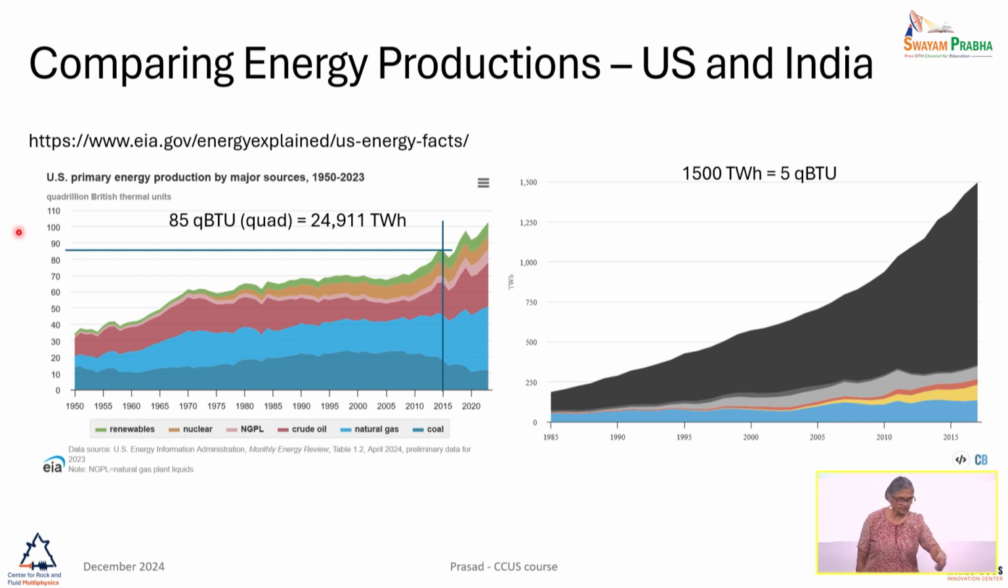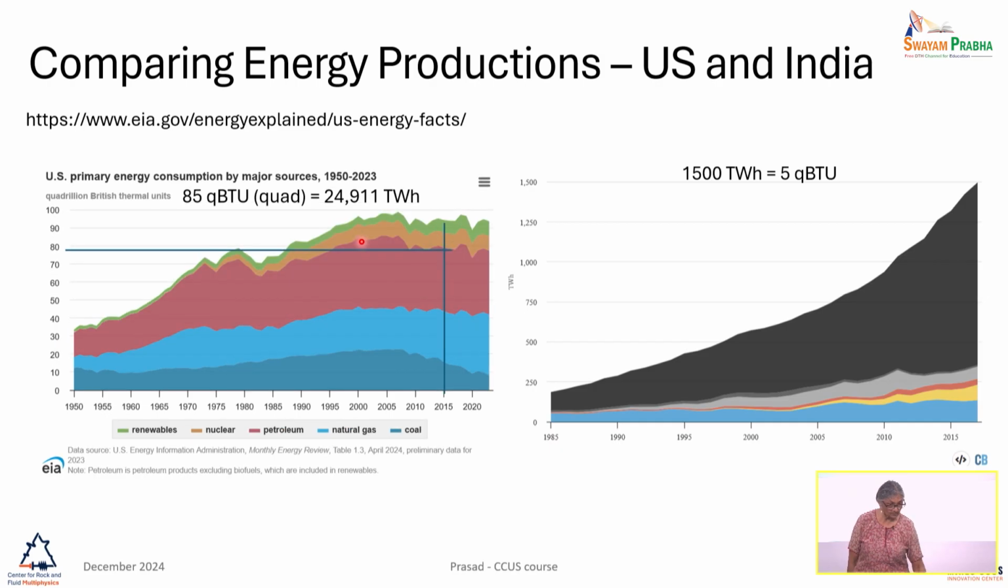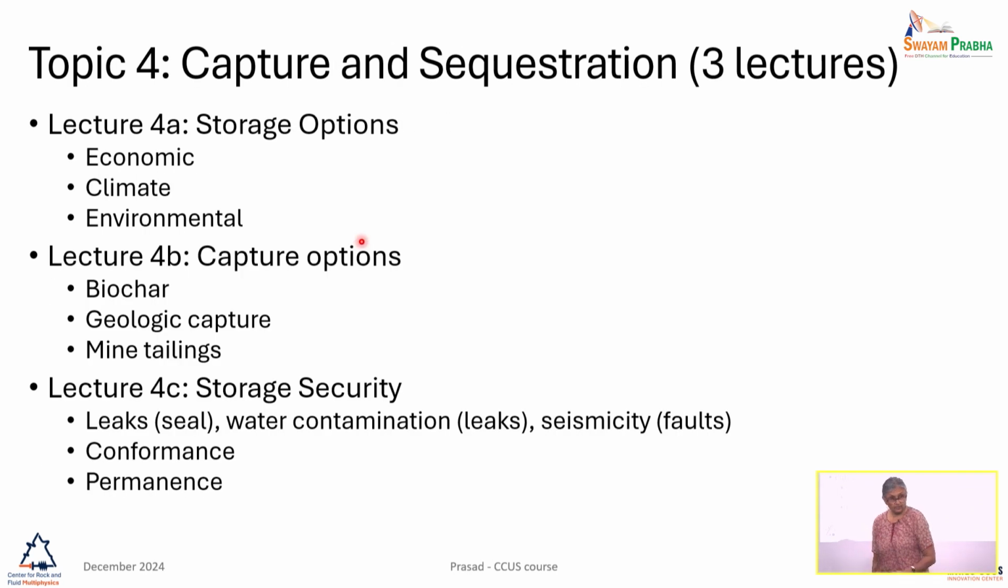The units are funky. This is in quadrillion BTU, whereas for India it's in terawatt hours. We can convert it. Here's the conversion factor. So if we compare these, the numbers are very, very different. Right? So we are talking about scales of differences. But let's not spend too much time on that, because we want to get into capture and sequestration.